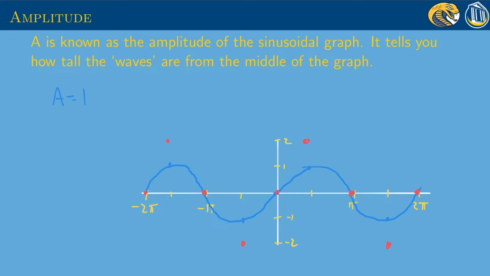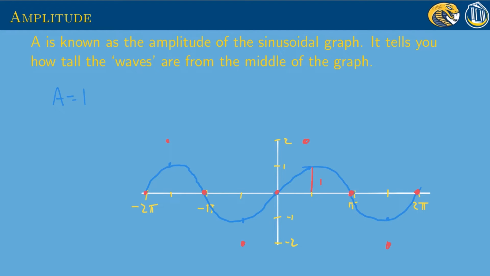a changes the amplitude of our sinusoidal graph. That is, it tells us how tall the waves are as measured from the middle of the graph. As we can see on this graph, with our blue graph here, a equals 1, because the height of the graph from the middle equals 1.